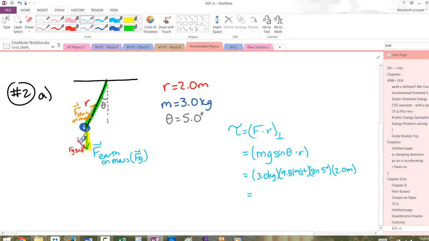Click, click, click. Can you hear it going? And I get something like 5.1 newtons times meters. It's a little bit funny to say that, but again, we have a kilogram meter per second squared, that's a newton, and then times a meter gives us 5.1 newton meters.